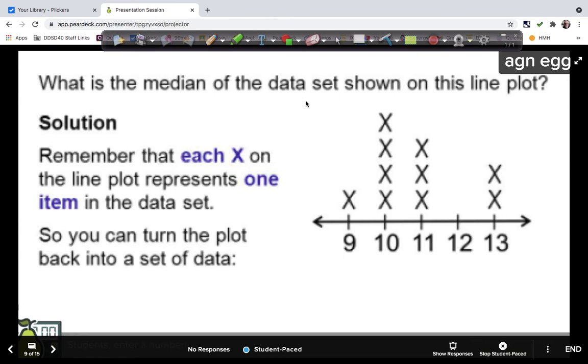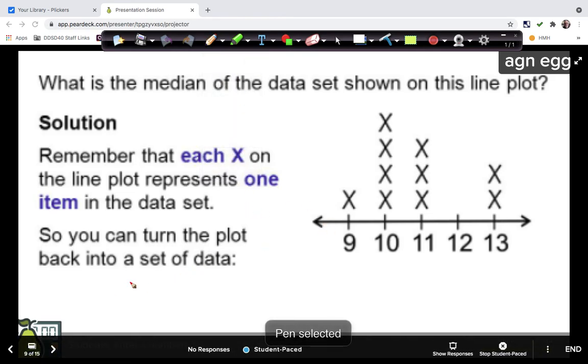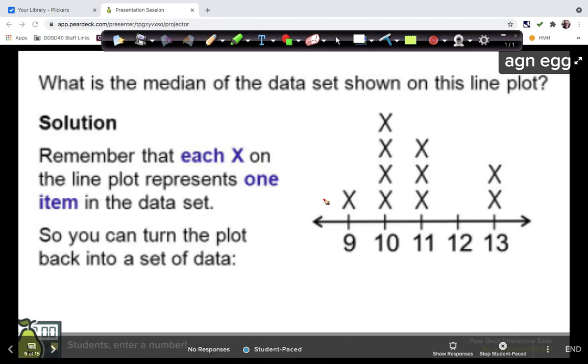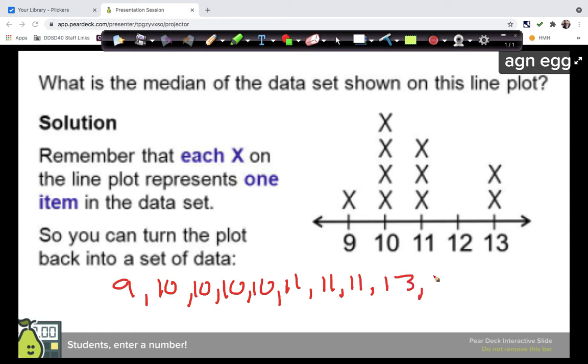And this is the last one that some of us looked at. I wrote the data out on this one. So the data set, this means that there's 1 9. This means that there's 4 10s. This means there's 3 11s. And there was no 12s, and there was 2 13s. If I number these off, I'm going to find out how many there are.